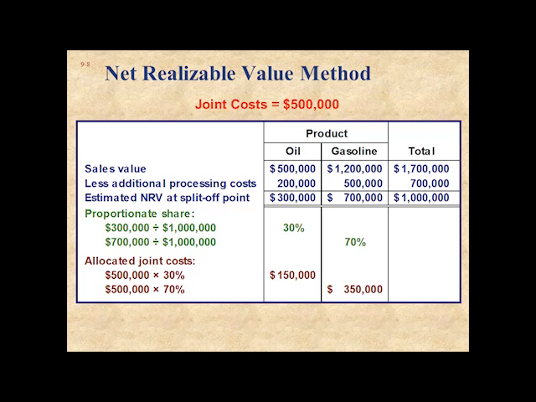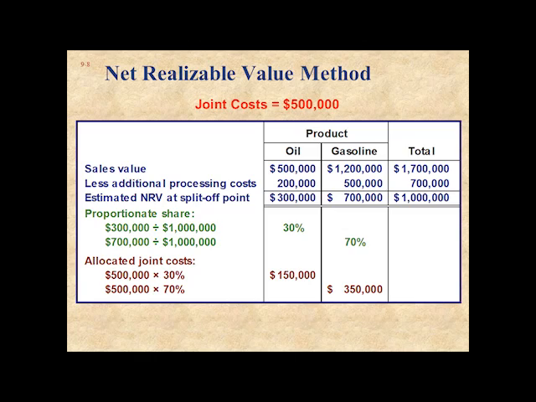And we can see the calculations here. This is the NRV. This is very important that we understand how it is calculated. We're getting all the products back to the same point, looking at their NRV, so that we can figure out what percent of the total NRV each product represents. So as you can see, 30% of $500,000 will go to oil, be allocated to oil, and $350,000 of these joint costs will go to gasoline.